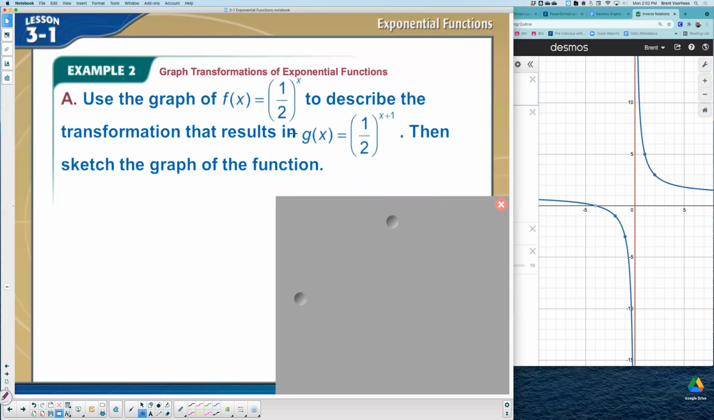So now let's talk about this graph and its transformation here. The first thing I want to remind you of is there are two ways of writing 1/2 to the power of x. The equation 1/2 to the power of x. By the way, what do you call that 1/2?